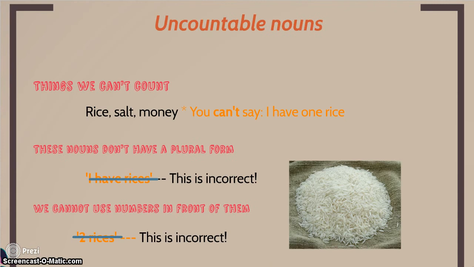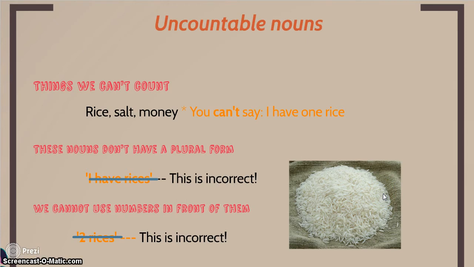Uncountable nouns are those nouns we can't count. We have examples: rice, salt, and money. Take a look at this picture. This is rice. I can't say I have 1 rice because I don't have 1 rice. I have rice here on the table. We cannot count it. I can't say I have rices because this is not rices, it's rice. It's one entity with very different small parts.